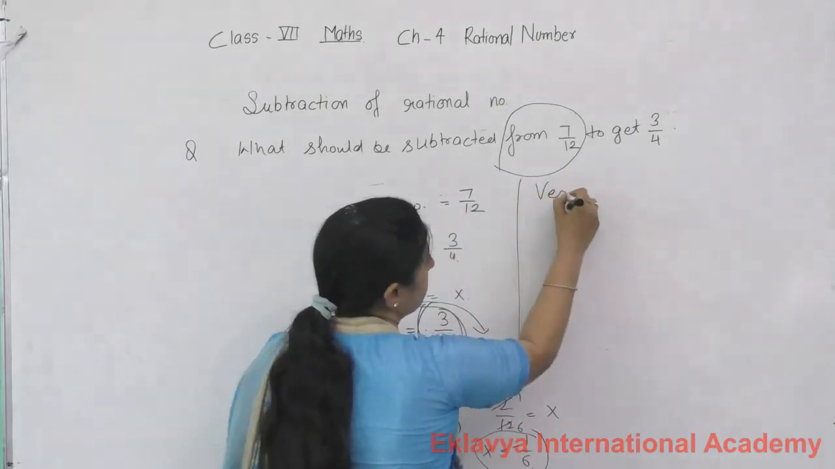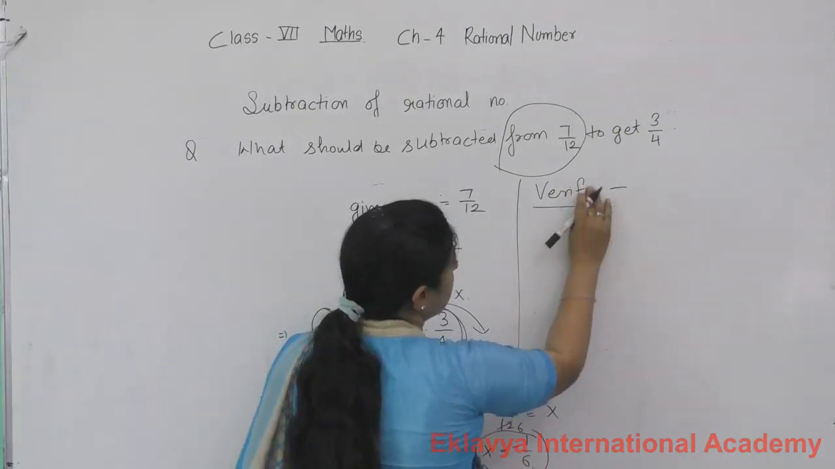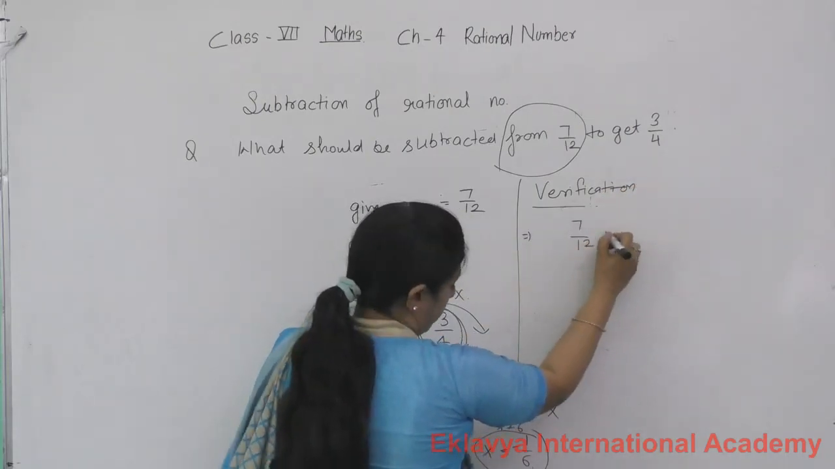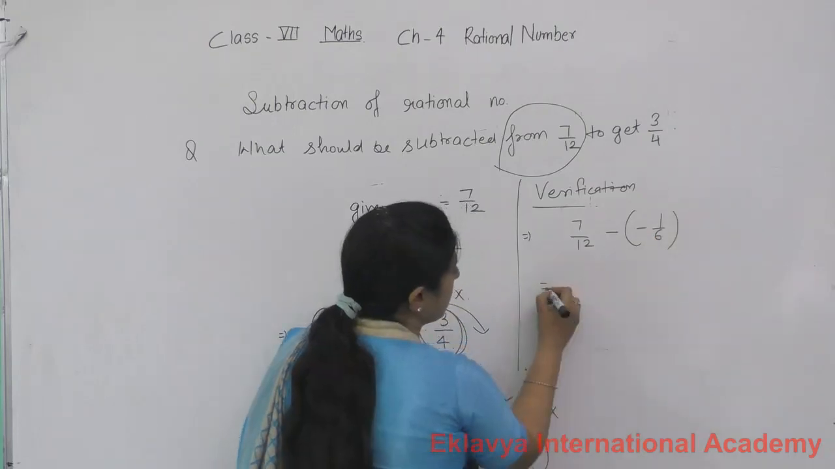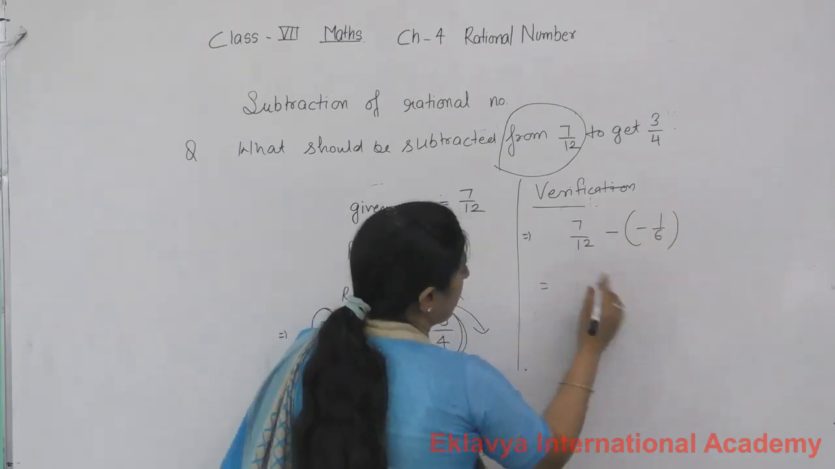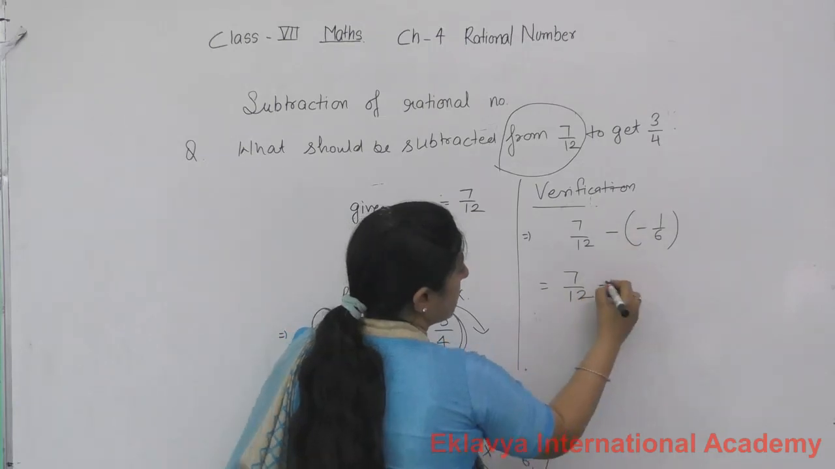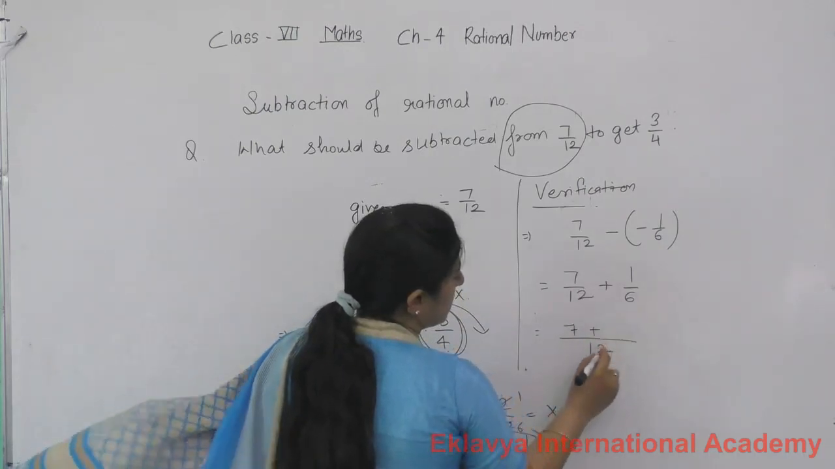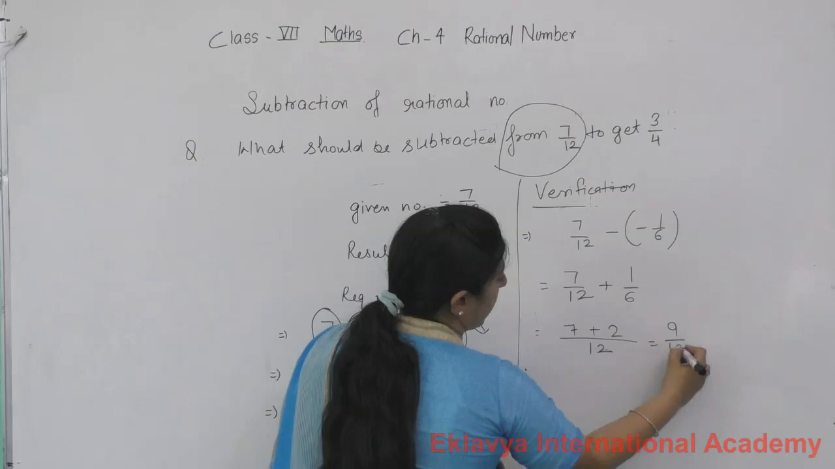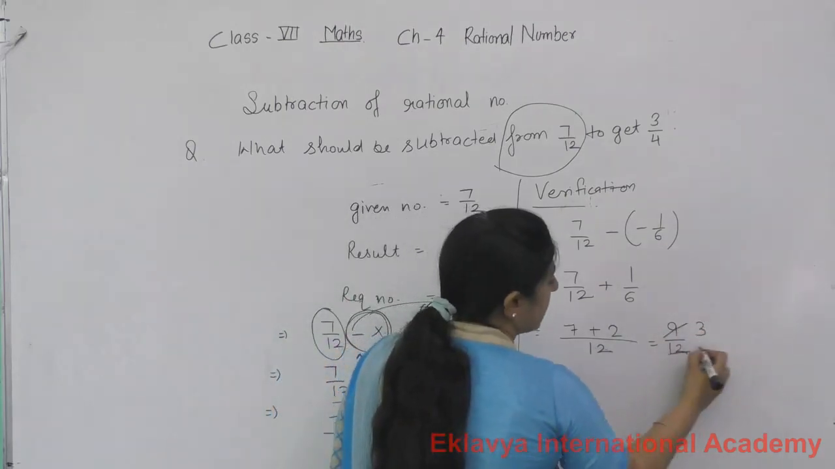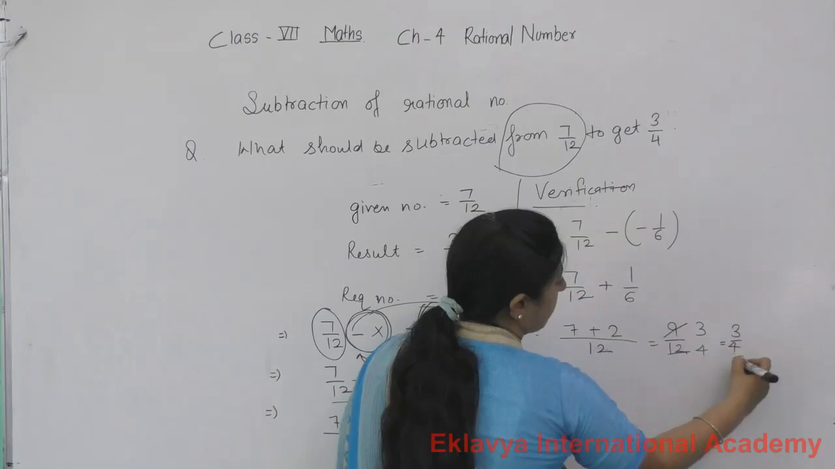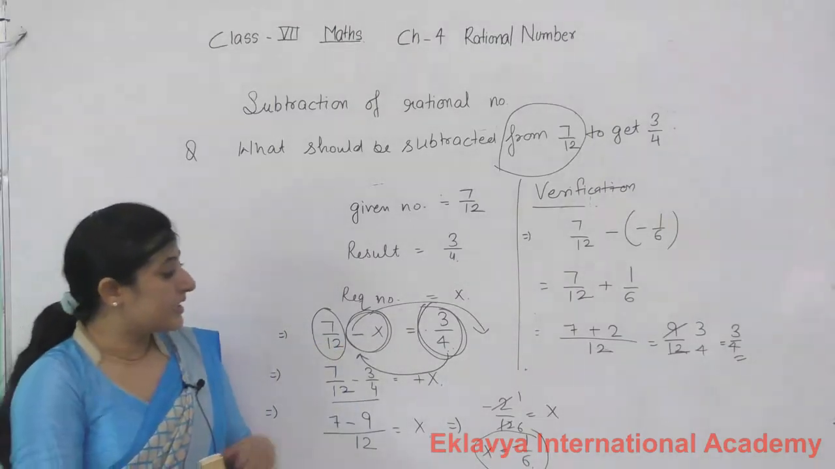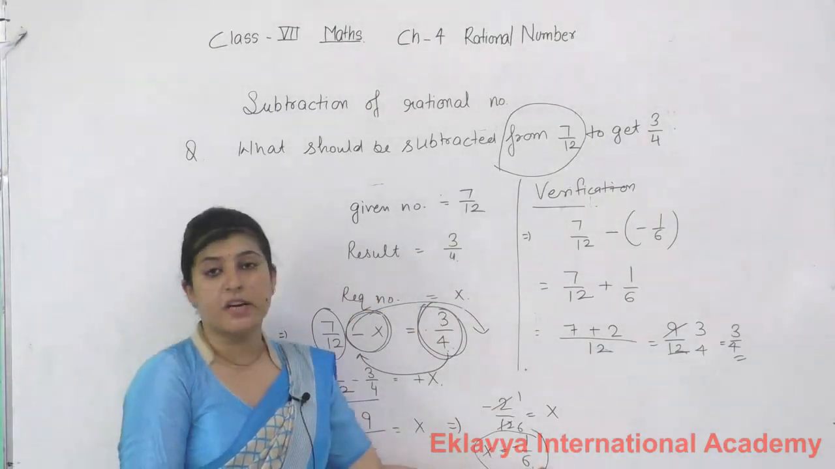Verify it. Verification: 7 by 12 minus minus 1 by 6, that is 7 by 12 plus 1 by 6. First solve it, LCM 12. 7, 6 twos are 12, 9 by 12. Cut it: 3 threes are 9, 3 fours are 12. That answer is 3 by 4. Result is 3 by 4. It means our assumption is right, that the required number is minus 1 by 6.